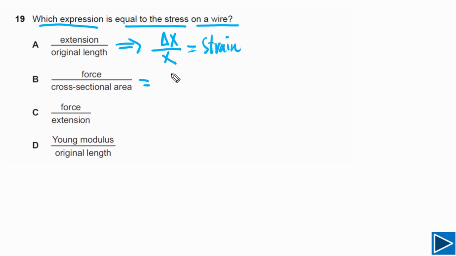Now the second one is force over cross-sectional area of the material, and that is stress. So this expression is for stress. So our answer for this question is B. Let's look at C now.